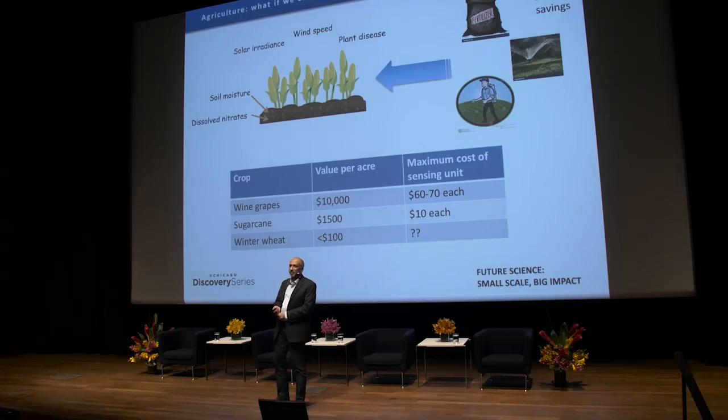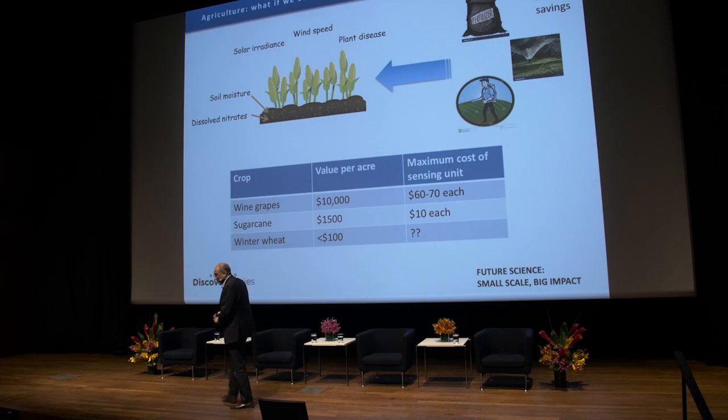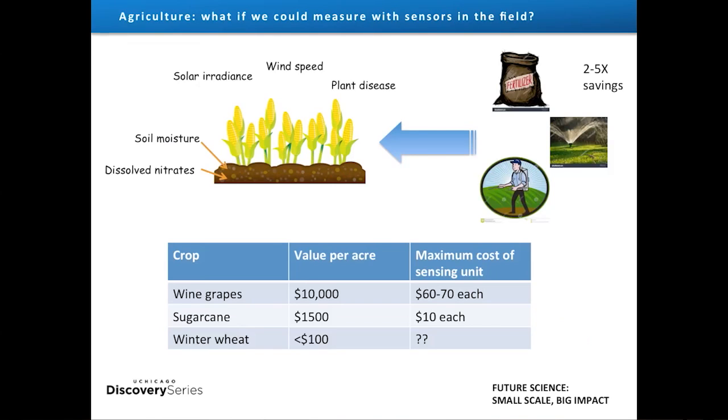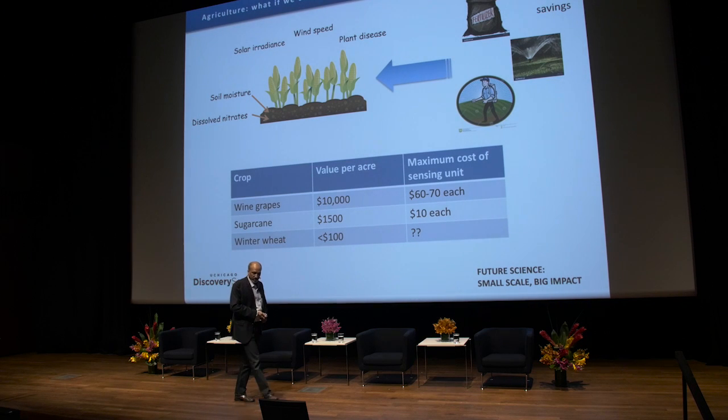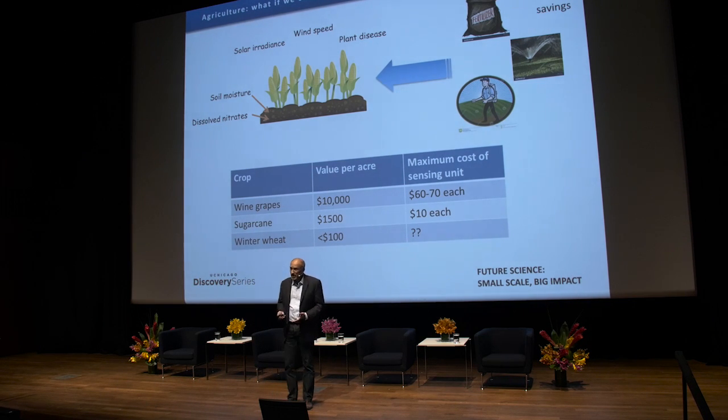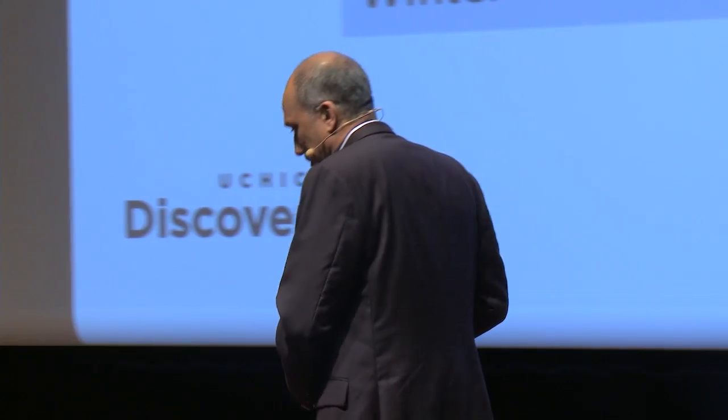Now, let us say we were able to have sensors that could go into the ground that measured things like dissolved nitrates, that measured things like soil moisture or water potential, that measured things like plant disease, then we could similarly calculate much more accurately the amount of water, fertilizer, and pesticide that would be needed.